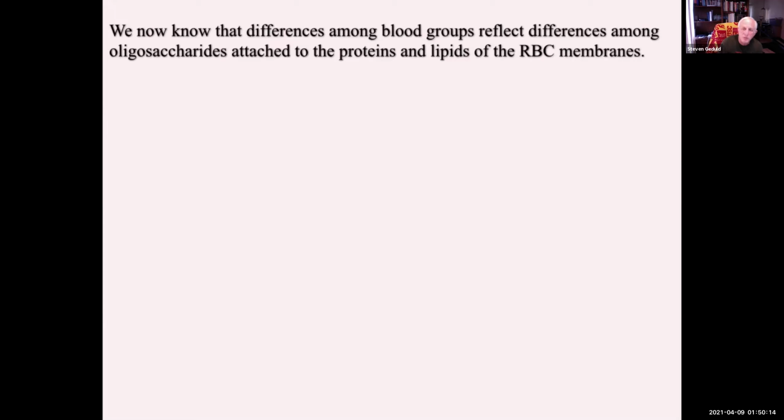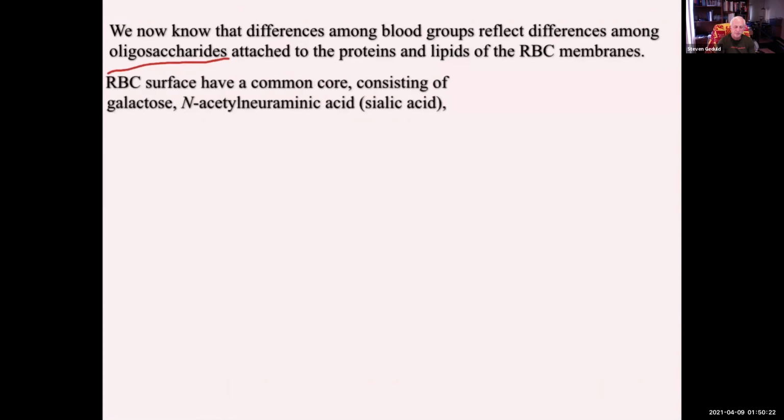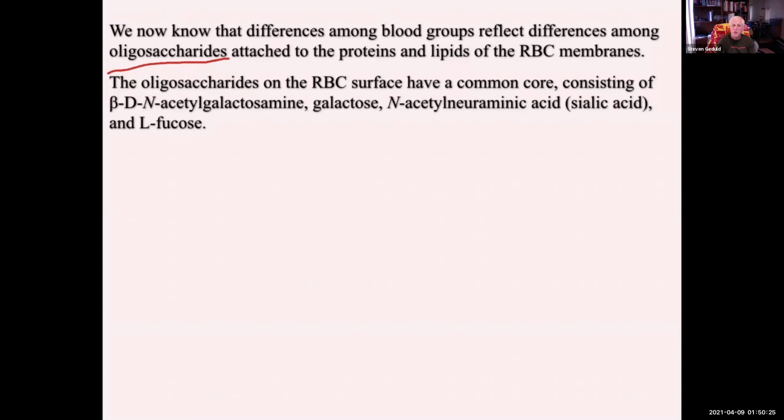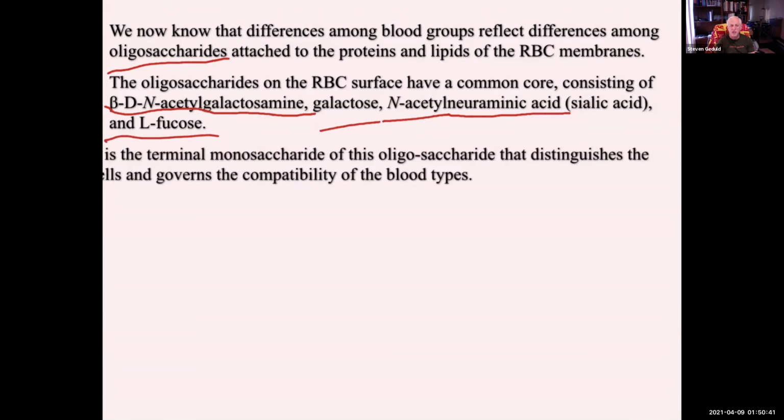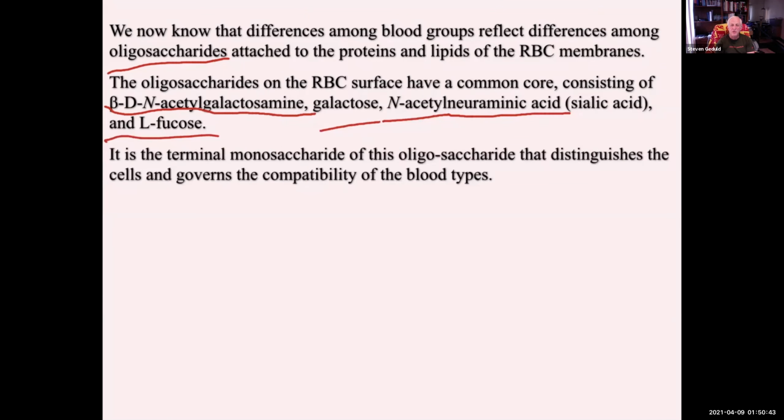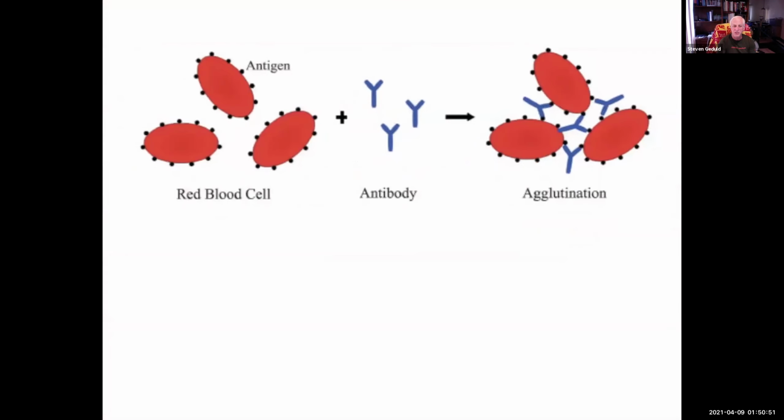So the difference between these blood groups is differences in the oligosaccharides. Oligosaccharides are the sugars that are attached to proteins and lipids of the red blood cell membrane. They all have a common core consisting of beta-D-N-acetylgalactosamine and galactose, N-acetylneuraminic acid, which is sialic acid, and L-fucose. Those are oligosaccharides. It's the terminal monosaccharide of the oligosaccharide that distinguishes the cell and governs the compatibility of the blood type. It's the end that determines whether it's A or B, what's sticking out of the red blood cells.